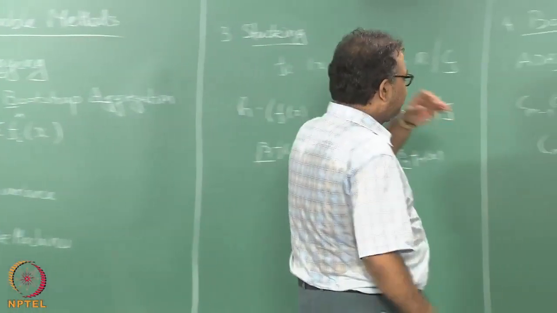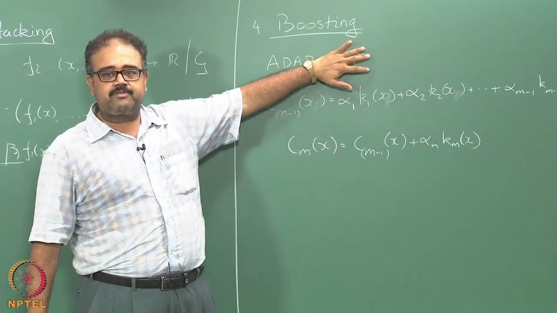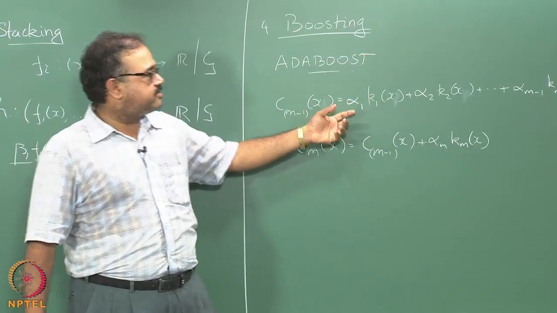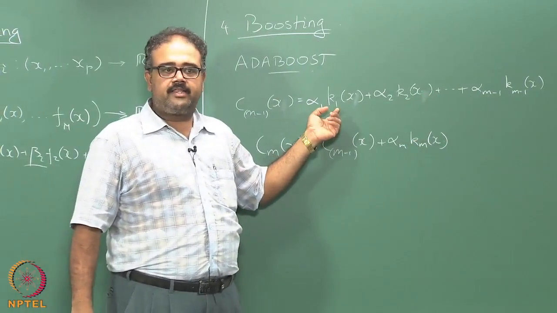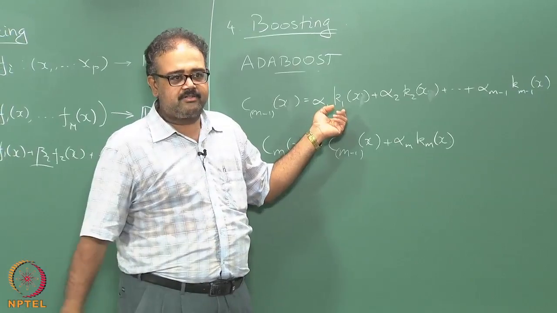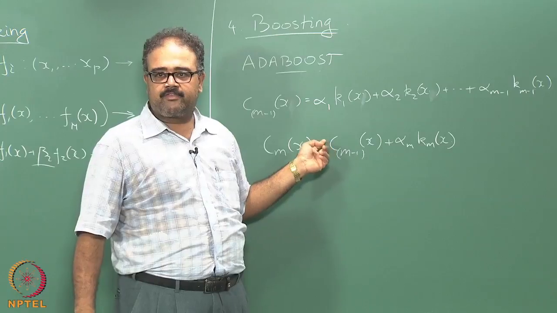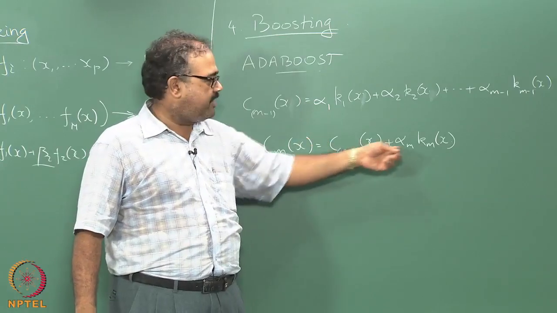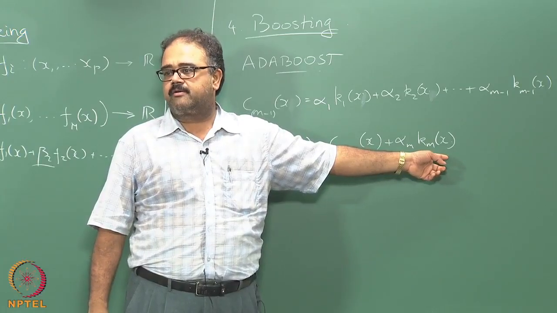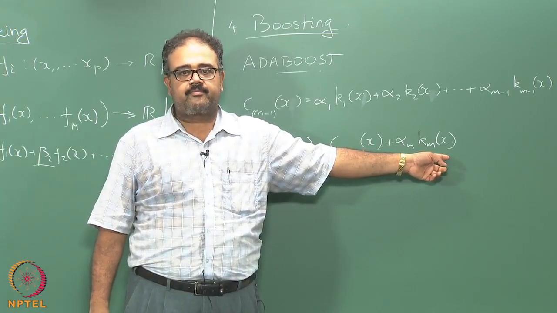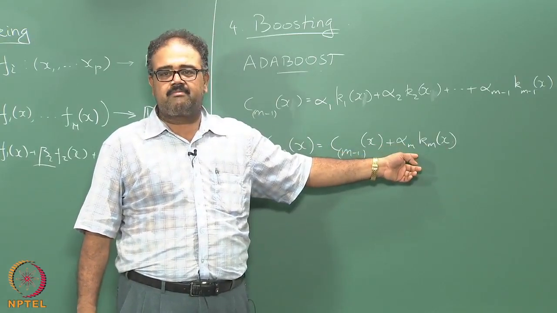There are a couple of things which I should point out here. One of the most obvious ways of doing this is to take this classifier, look at the residual error, I can think of this as a prediction problem, look at the residual error of the predictor, and then train a classifier K m to minimize the residual error. So what will be my alpha m?